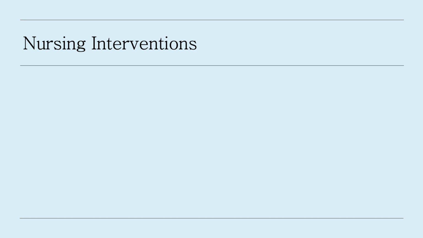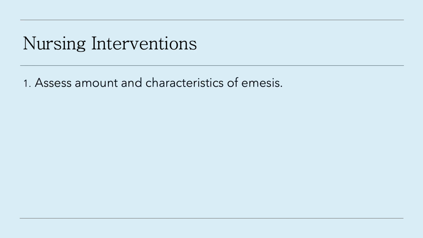Nursing interventions. These are nursing interventions that you would expect to do for patients with GERD. Number one, always assess the amount and the characteristics of emesis, no matter which disease process you're dealing with. If a patient is putting out anything, whether it be stool or urine, you want to look at how much and the characteristics of it. You always just want to assess what's coming out of your patient.